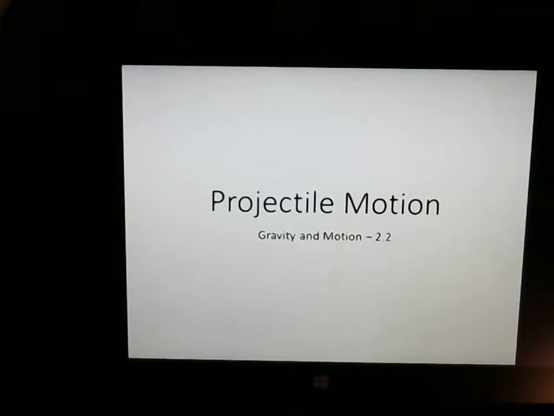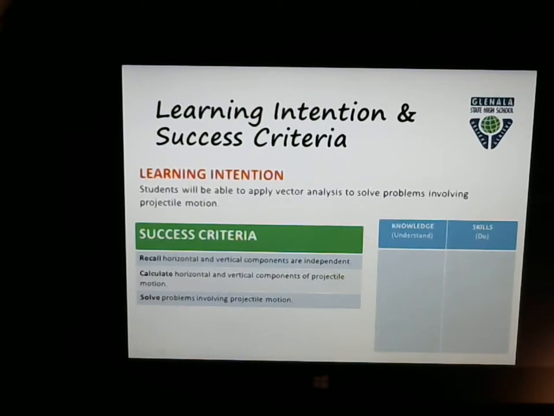G'day guys, welcome to lecture 2 of topic 2, projectile motion. Here is your learning intention and success criteria. Please complete the KS table down on the side there. Pause the video while you complete this.